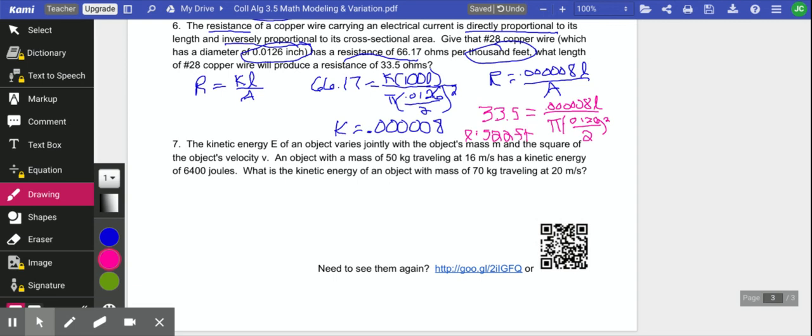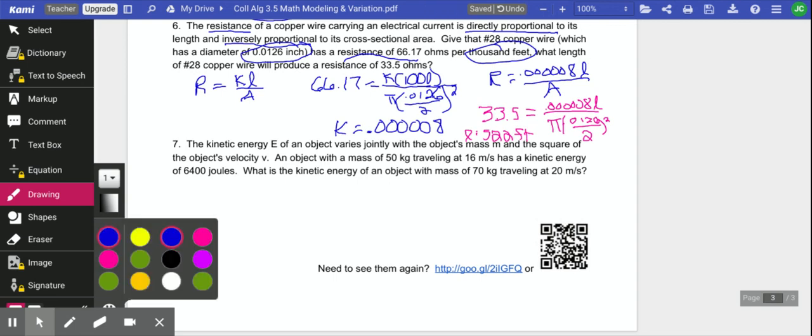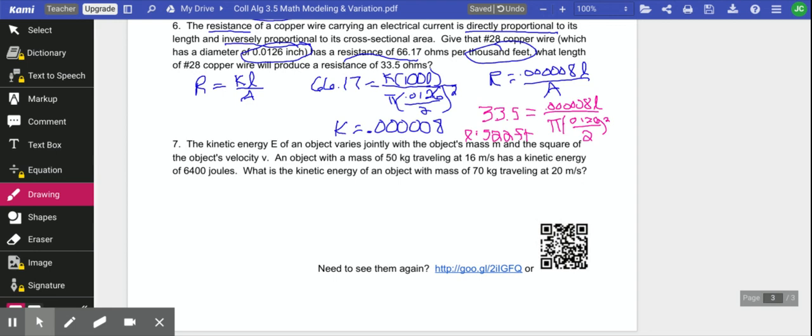Okay. All right, one last of these. The kinetic energy of an object varies jointly with the object's mass and the square of the object's velocity v. So let's write that down. Kinetic energy E varies jointly. That means there's two things. So K times two things. The object's mass and the square of velocity. So velocity squared. So that's our equation. Okay, now we don't know what K is. Remember, it's a constant. We'll have to figure it out.